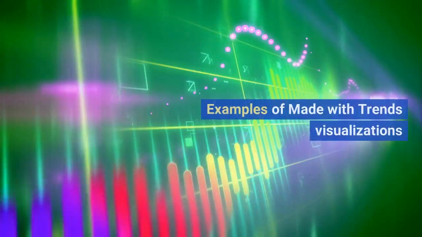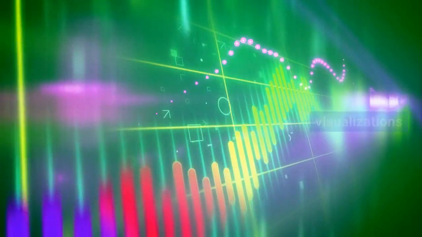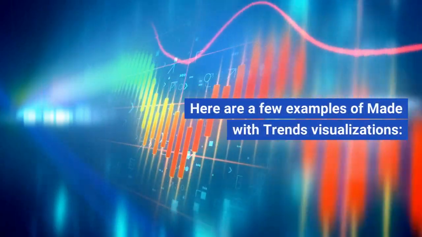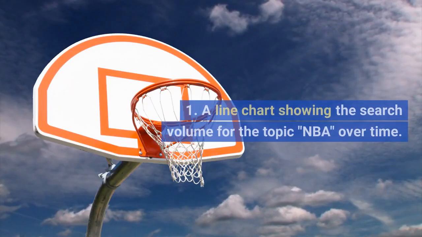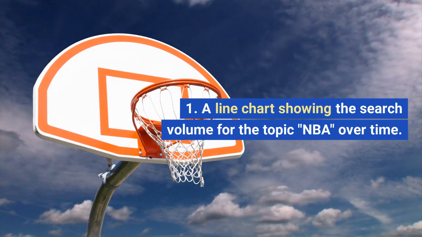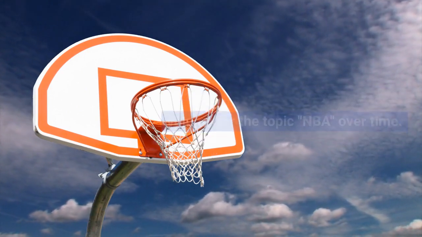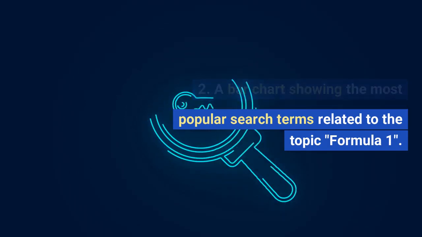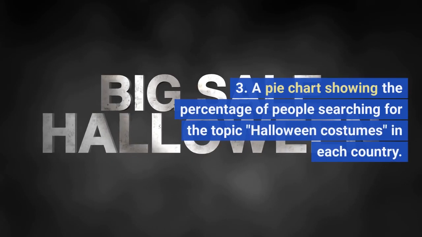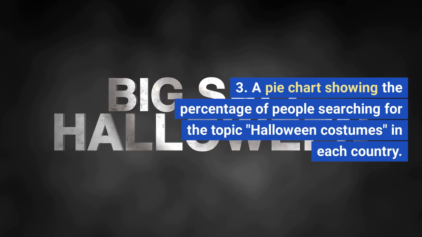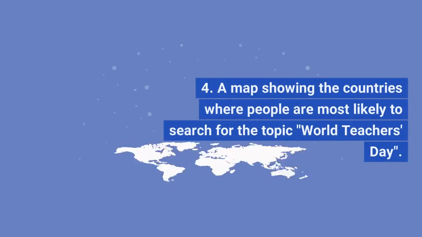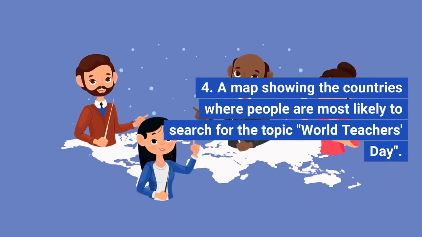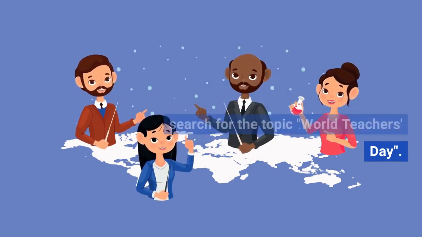visualization. Examples of Made with Trends visualizations. Here are a few examples of Made with Trends visualizations. 1. A line chart showing the search volume for the topic NBA over time. 2. A bar chart showing the most popular search terms related to the topic Formula 1. 3. A pie chart showing the percentage of people searching for the topic Halloween costumes in each country. 4. A map showing the countries where people are most likely to search for the topic World Teachers' Day.